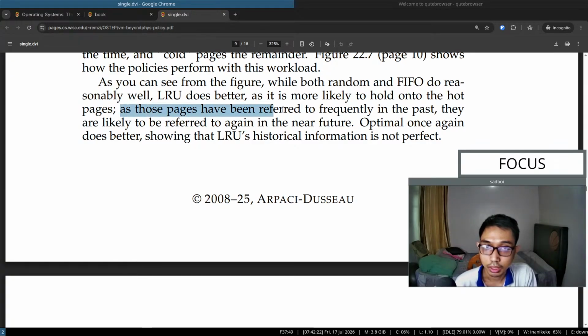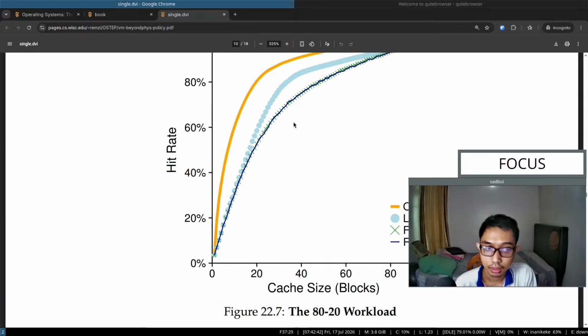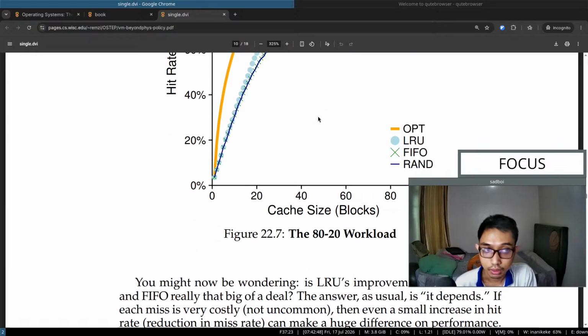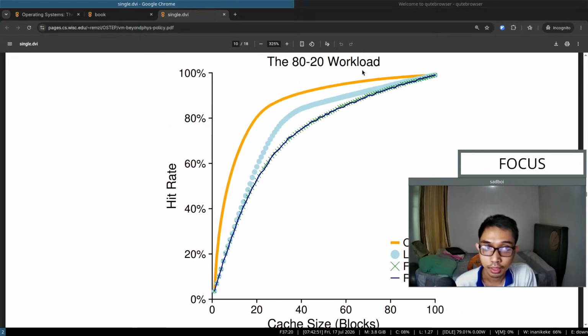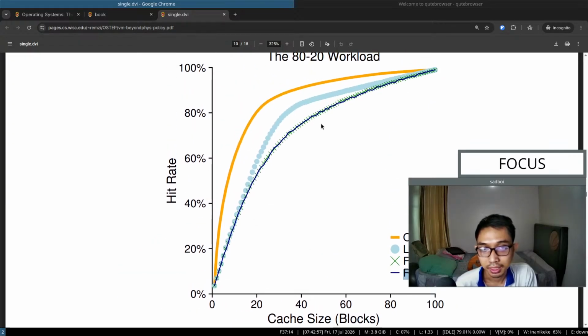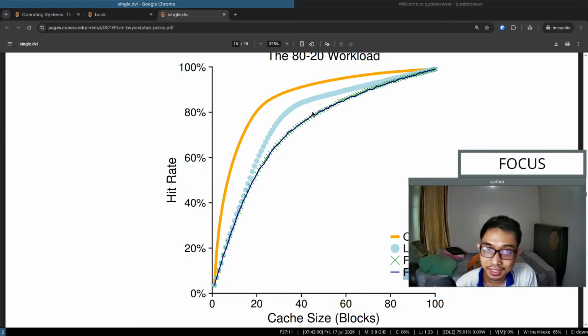Again, as those pages have been referred to frequently in the past, they are likely to be referred to again in the near future. Optimal once again does better, showing that least recently used historical information is not perfect. Right. But it does perform better though than the first in first out and random, I guess. I mean, for the random part here, yeah, it depends on the luck, you know. It is random after all, right?